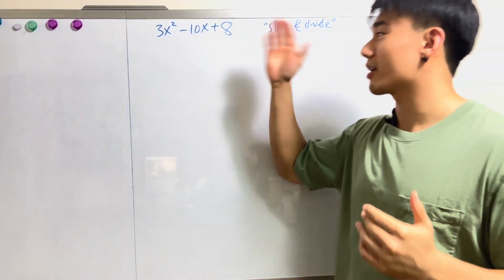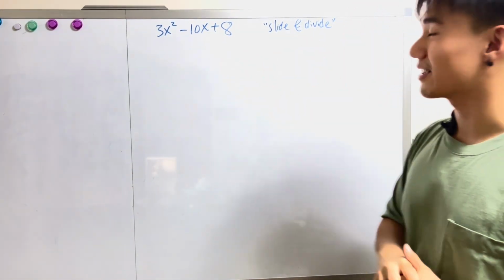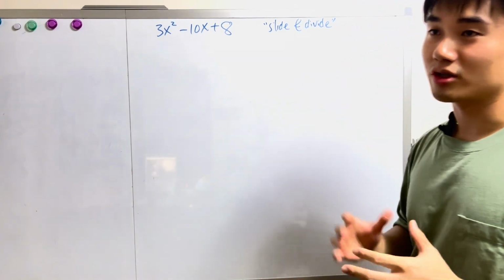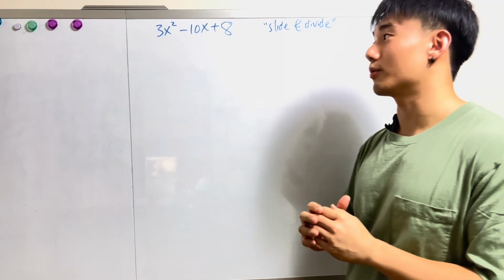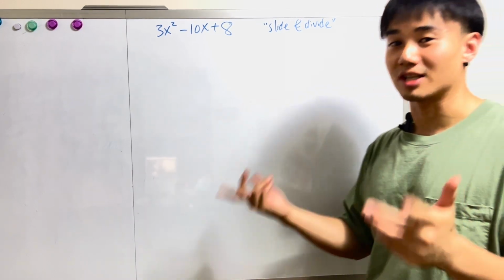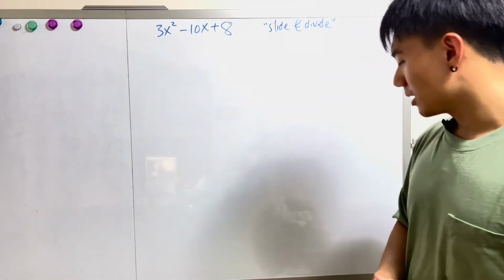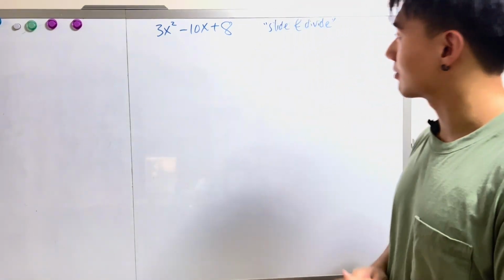How can we factor this using the slide and divide method? I'm also going to show you the rationale behind the method, because when you first look at it, it doesn't really make any mathematical sense. You'll see why. So without further ado, let's get right into it.